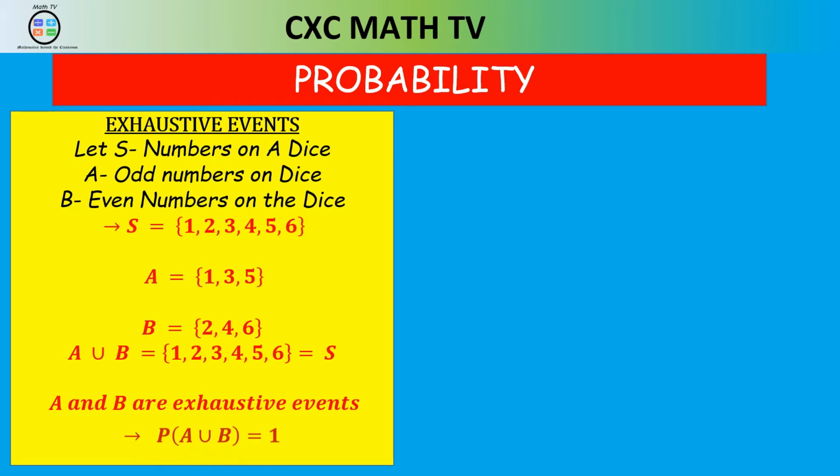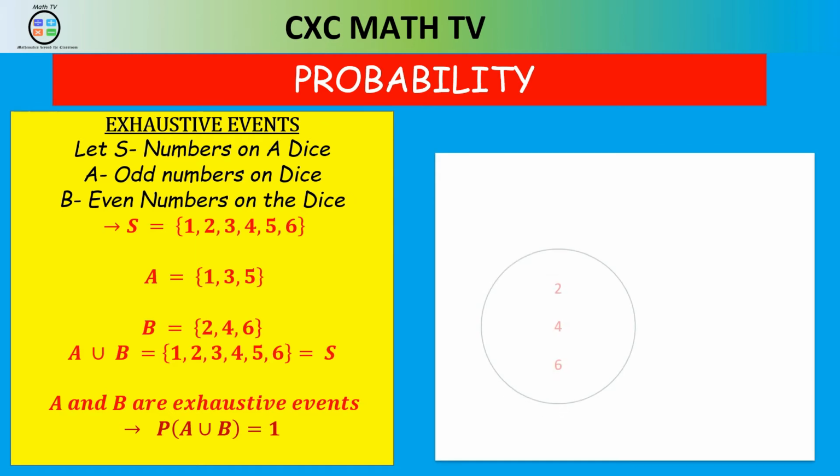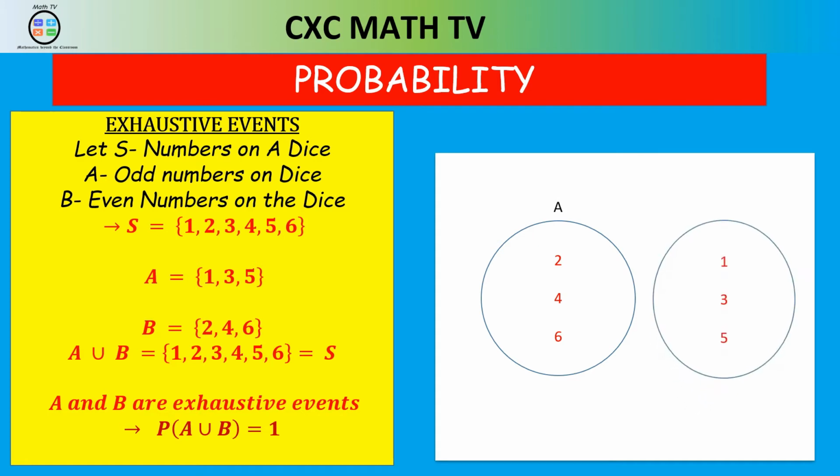So if you look at the Venn diagram given right here, we can see all the elements of A union B are within the sample space, and because there's nothing outside of A or B, the probability of A union B is 1, and so we say that A and B are exhaustive events.